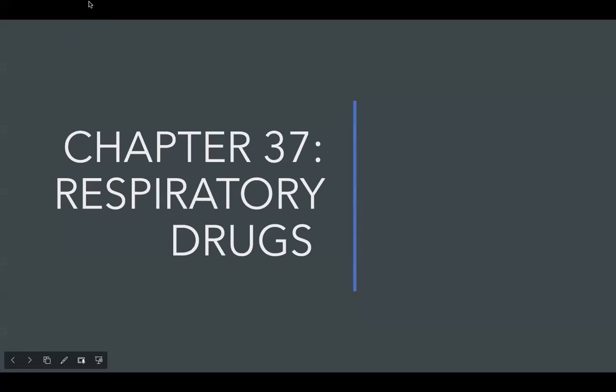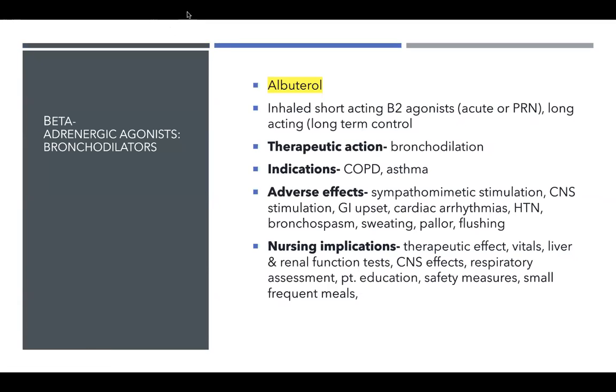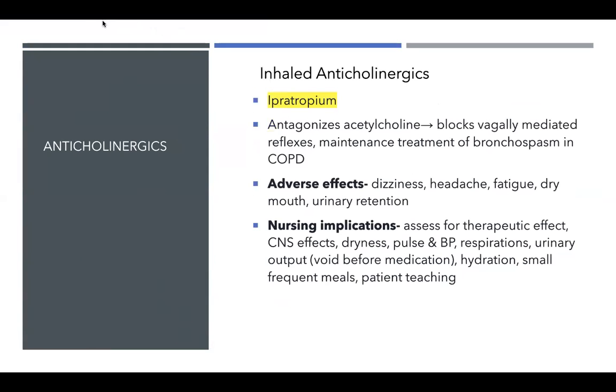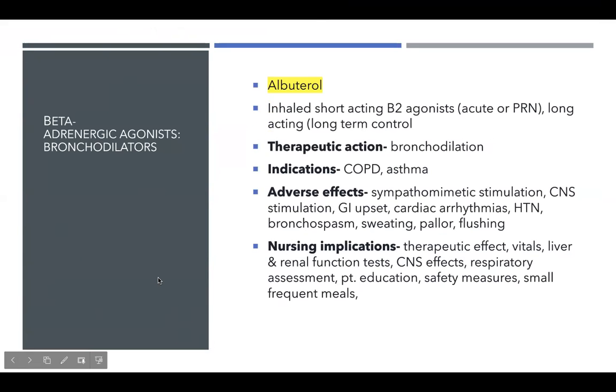Okay, so we're going to move on to respiratory drugs. We're going to start with the beta adrenergic agonist bronchodilators. So that is going to be your albuterol. It is an inhaled short-acting beta-2 agonist. It can be used in an acute setting or as needed, and it also has the chance to be used in long-acting or long-term control.